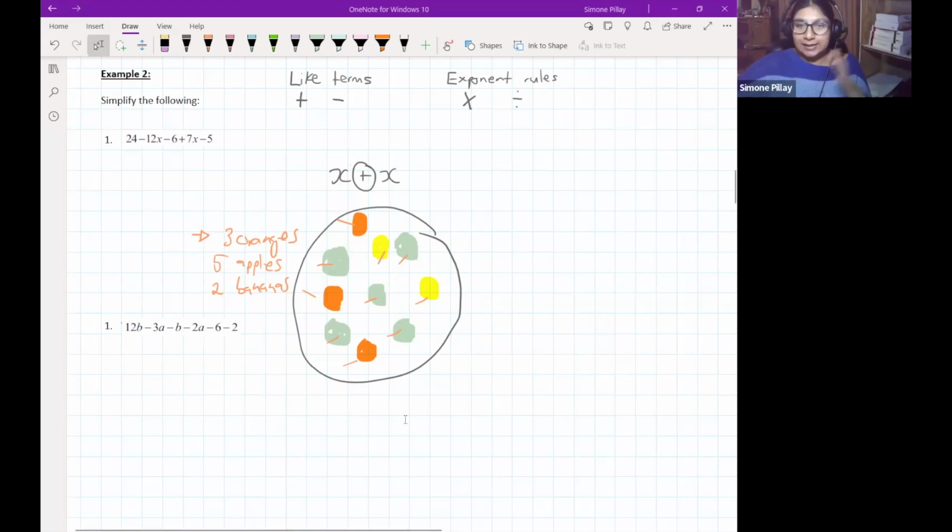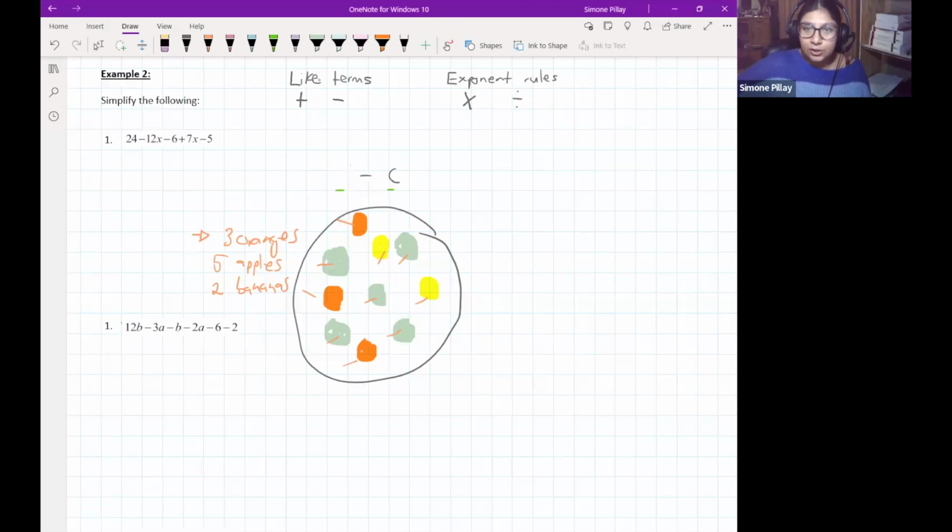So let's look at this in practice. Over here, I'm seeing this is an X and this is an X. So I'm going to say this is an apple and this is an apple. It's the same thing. So how many apples do I have? Well, I have 2 apples. That's how we do like terms.